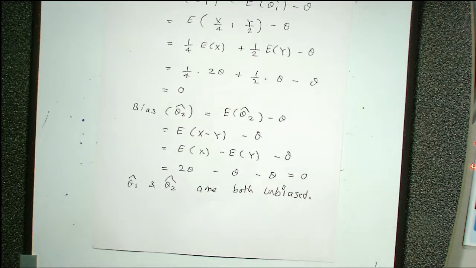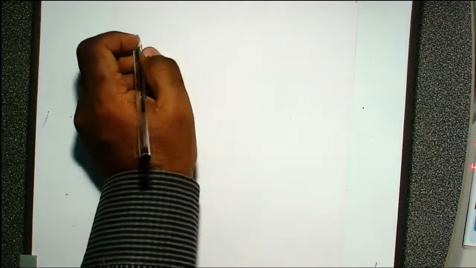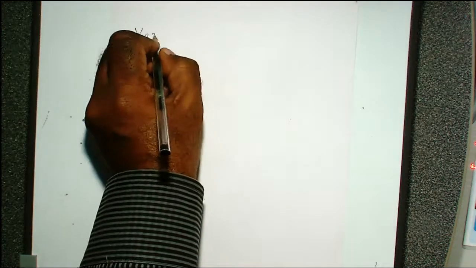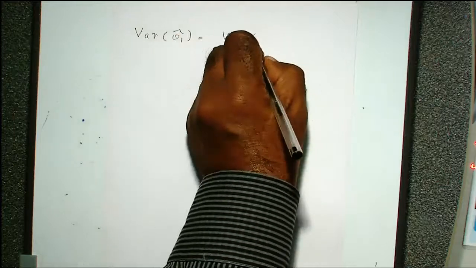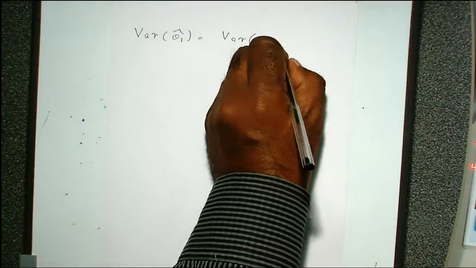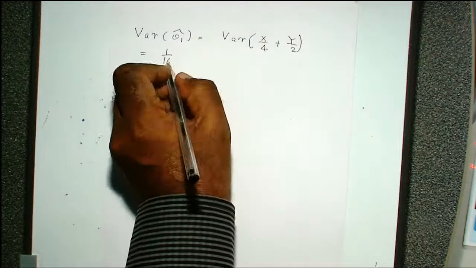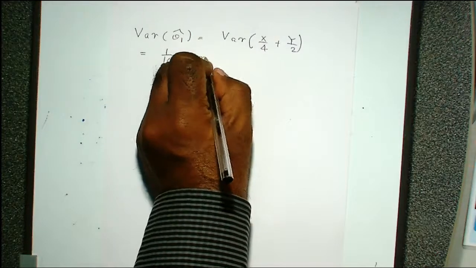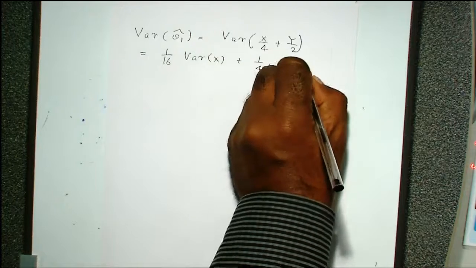Now, since the estimators are unbiased, MSE is the same as the variance. So that's what I'm going to do now. First, I'm going to find the variance of theta 1 hat, which is the variance of X by 4 plus Y by 2, which is 1/16 times the variance of X plus 1/4 times the variance of Y.